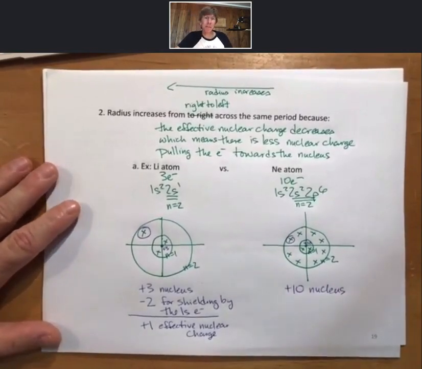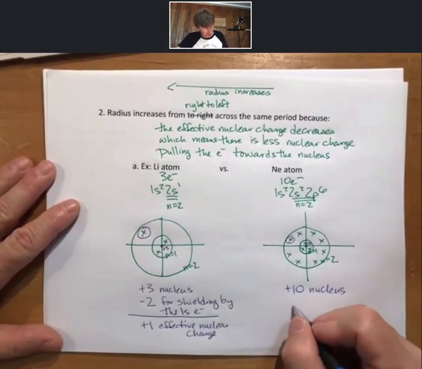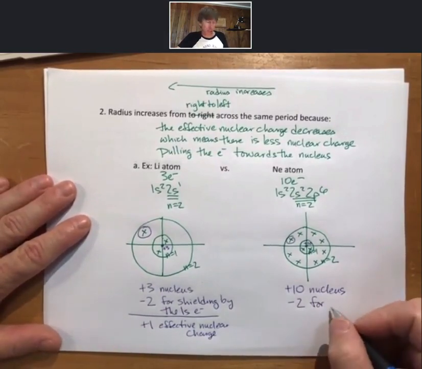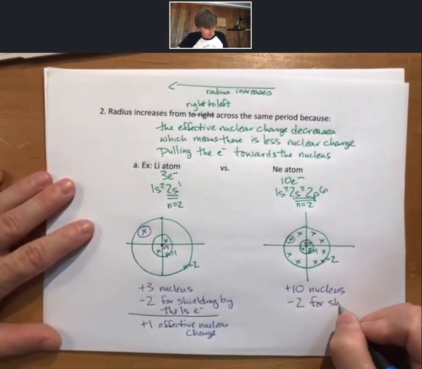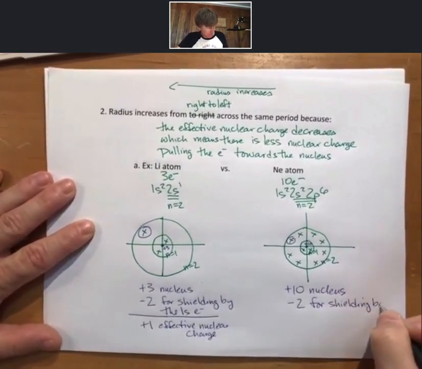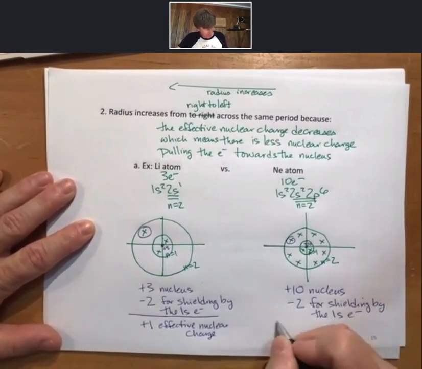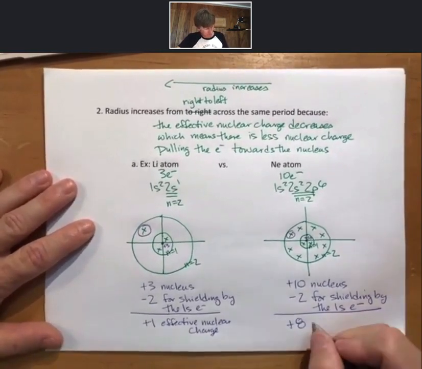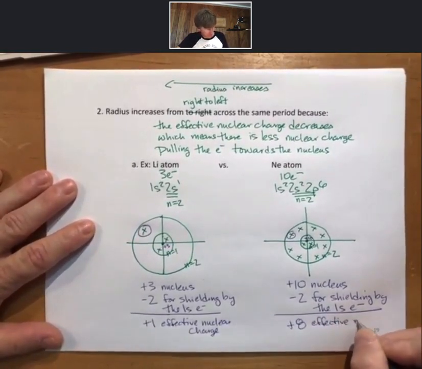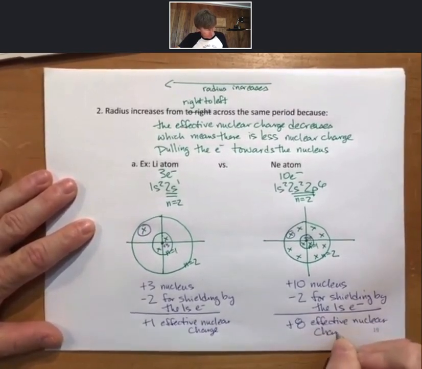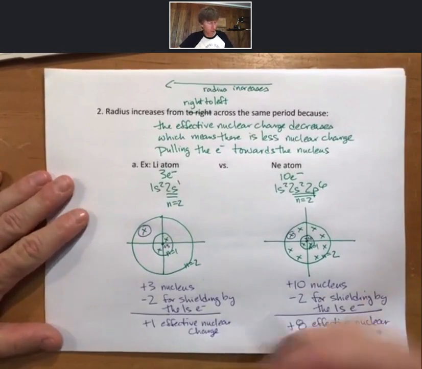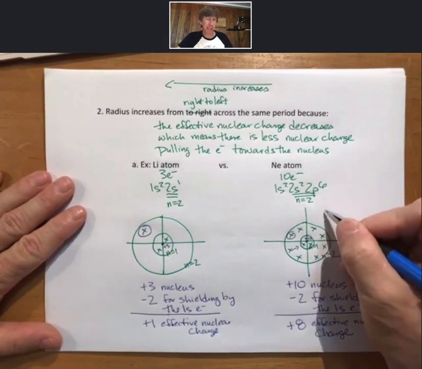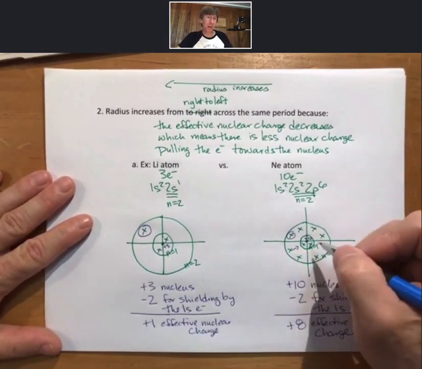Doing a similar calculation for neon, we have a +10 nucleus, still only -2 for shielding by the 1s electrons, and we get a +8 effective nuclear charge. That larger effective nuclear charge pulls each of these electrons closer to the nucleus, making neon a smaller atom than lithium, even though it has more electrons.